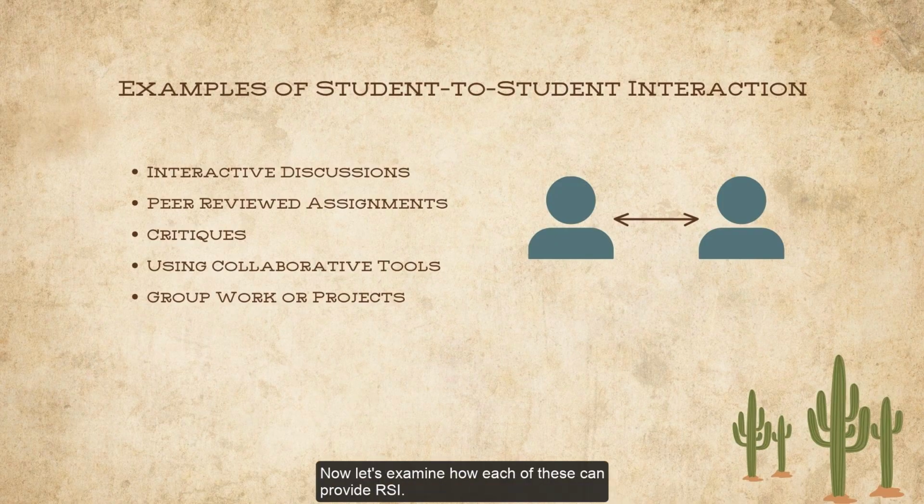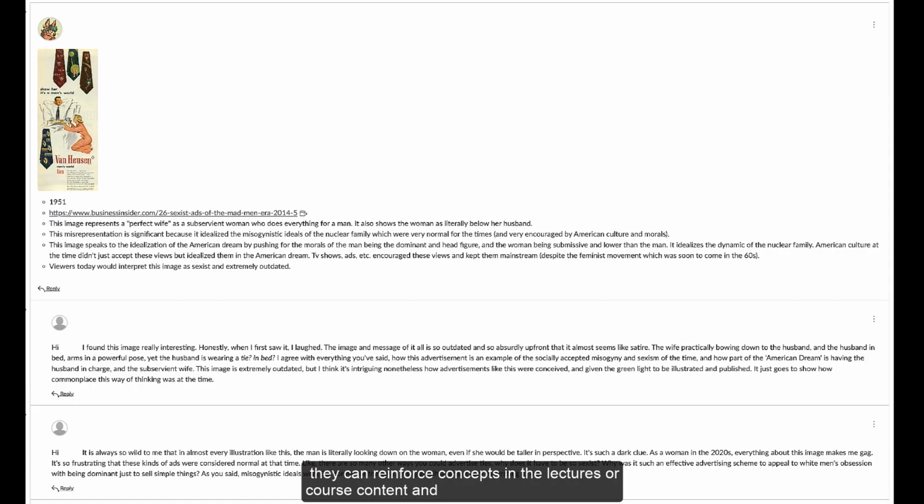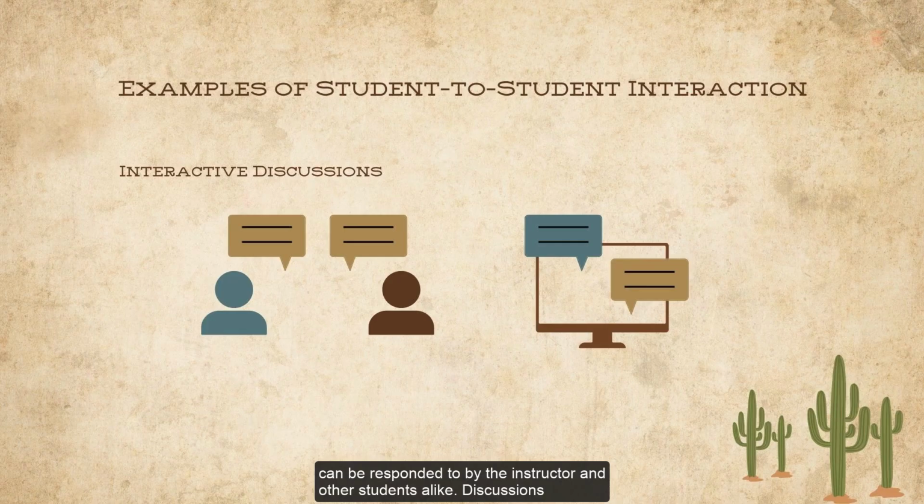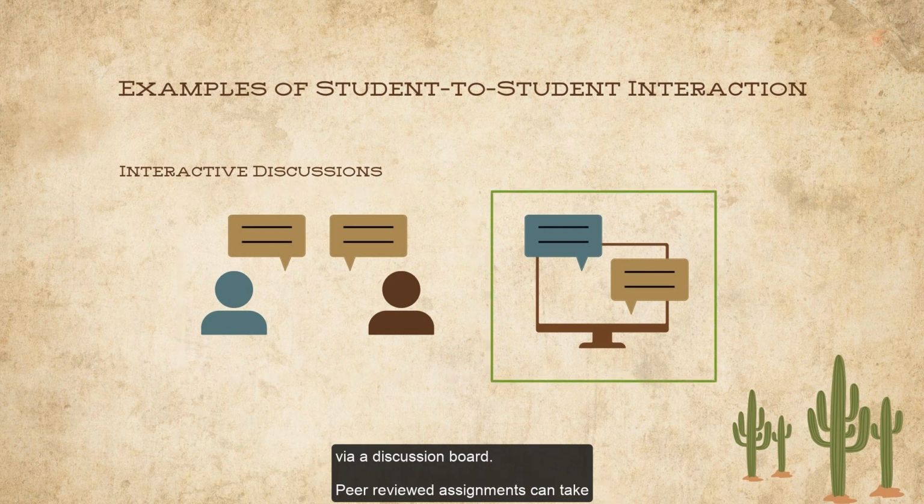Now let's examine how each of these can provide RSI. Interactive discussions are a great example of RSI because they can reinforce concepts in the lectures or course content and can be responded to by the instructor and other students alike. Discussions allow for student-to-student interaction, student-to-instructor interaction, and can be done live in class or via a discussion board.